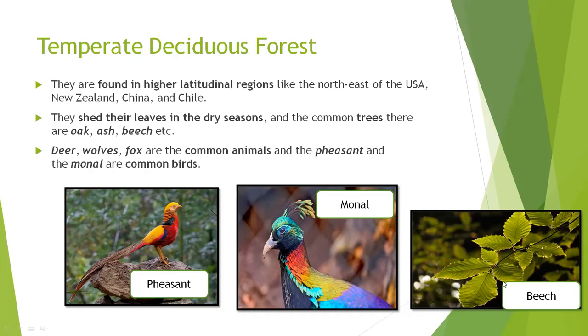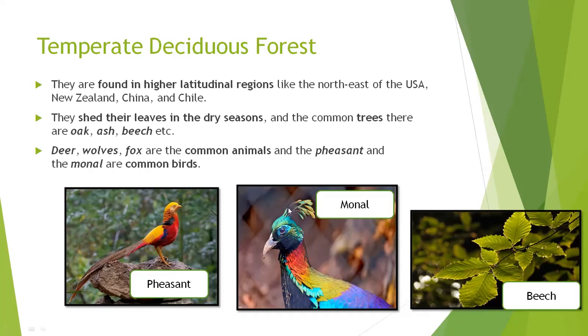This is the picture where we can see the leaves of the beech tree. Deer, wolves, and foxes are common animals here, and the pheasant and the monal are common birds. Just look at this very beautiful bird, pheasant. This is the picture of a pheasant. We find pheasant very commonly here in temperate deciduous forest.